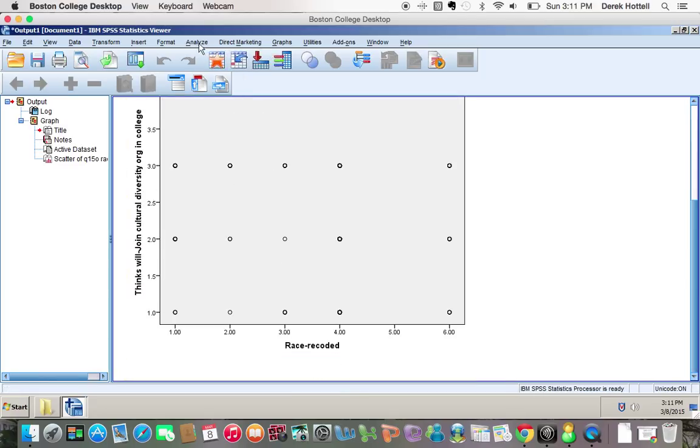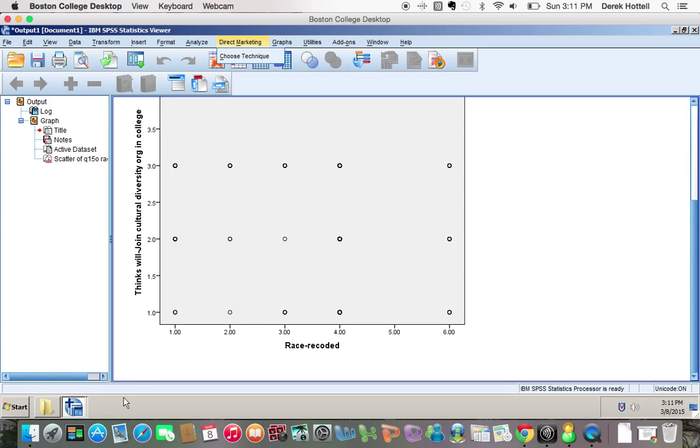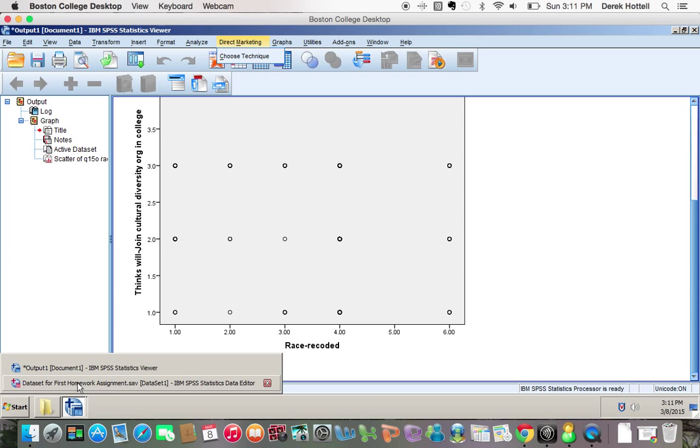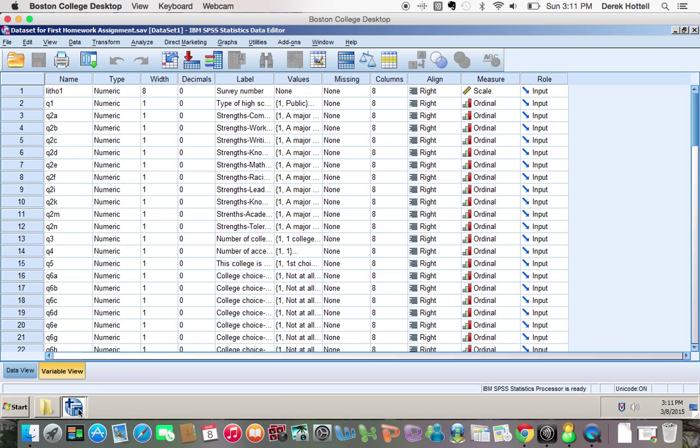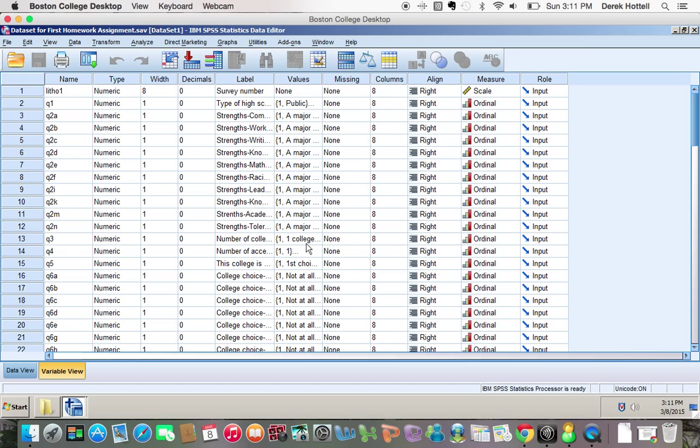So let's go back and look at our data again. Let's go down to the bottom here. We have the window view, and let's click on our data set. If you don't have that in your bottom toolbar, you can also go up to window in your top toolbar and select data set there as well.